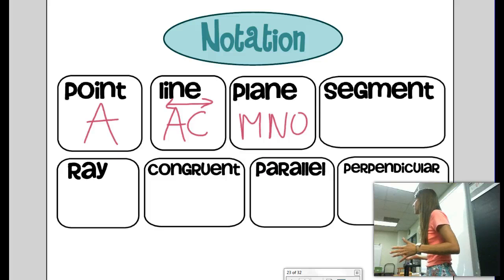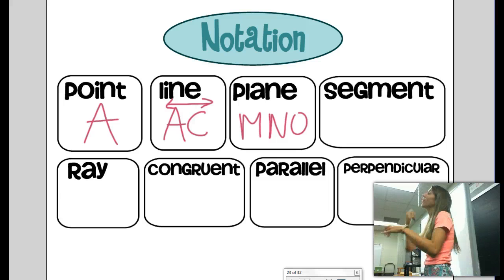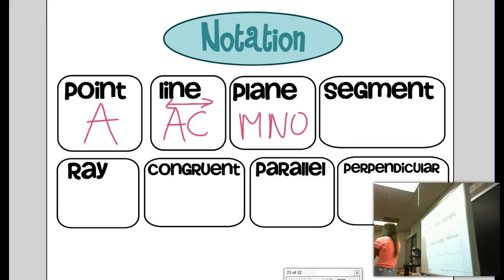Do you put commas between these? No, actually. Because you're not listing points. You're naming a plane. You need to pretend like those are super glued together. They're all one thing. All right, what about a segment?